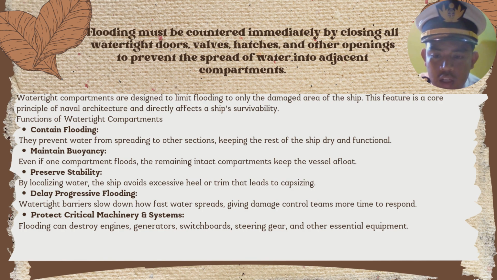The next, delay progressive flooding. Watertight barriers slow down how fast water spreads, giving the damage control team more time to respond. The last one is protect critical machinery and systems. Flooding can destroy engines, generators, switchboards, steering gear, and other essential equipment.